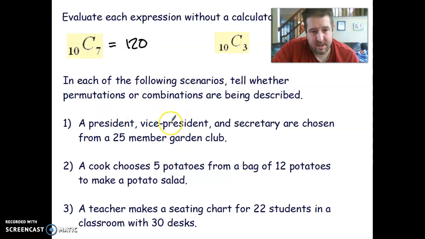Okay, so now in each one of these scenarios down here, I'm going to choose whether it is a combination or permutation. The difference between the two is just whether or not the order matters. So if you have 25 people to choose from, you're choosing a president, vice president, and secretary, the order does matter because that will depend on what job you're doing. So that is a permutation.